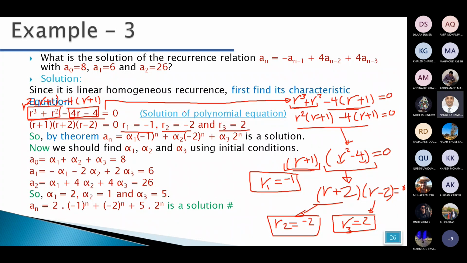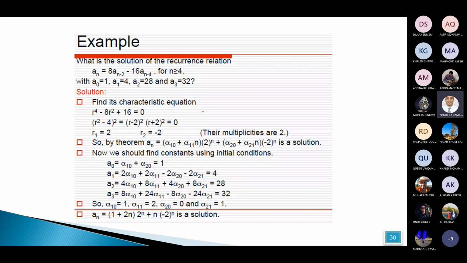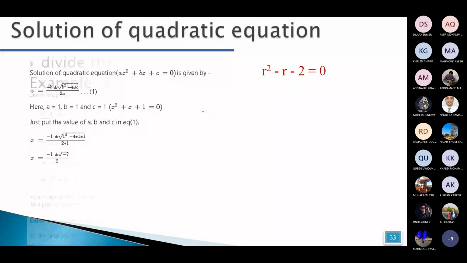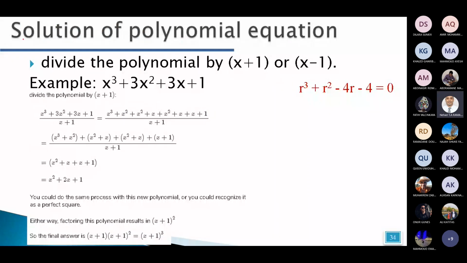For more information about this one, you can click this link and go to the slide here. I give you an example for the solution of a polynomial equation. Look, here is another polynomial equation. How to solve it? It's easy. Look here.